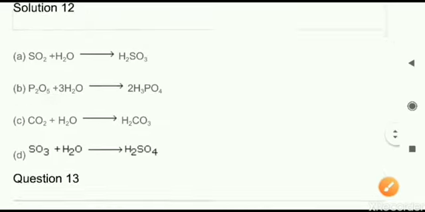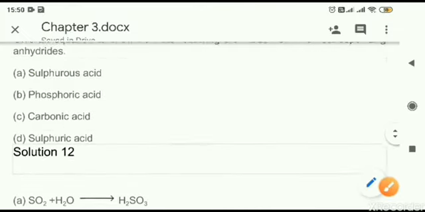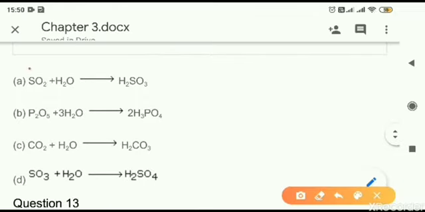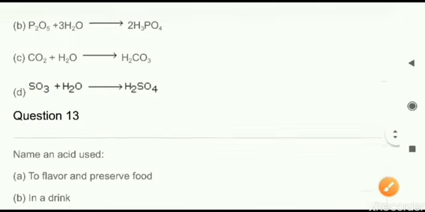Let us have an understanding of this. In the first part there was sulfurous acid. So sulfurous acid will form from sulfur dioxide. This is the acidic oxide or acid anhydride. It combines with water, and we will get this. Similarly, all are similar reactions. You can note down the answers.